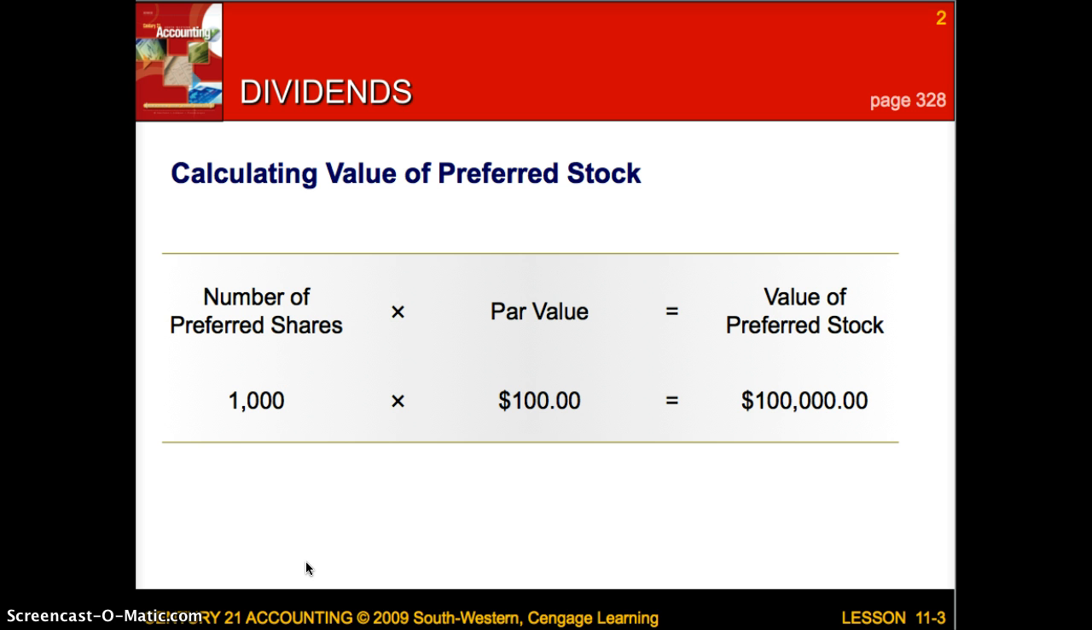So the first thing we need to do is take however many preferred shares we have times the par value to figure out the value of our preferred stock. So our number of shares times our par value gives us the value of our preferred stock. Now we need to figure out the value of our common stock. So we're going to take our number of common shares times our stated value to get our value of common stock. So now we have both of our values, 100,000 for preferred and 320,000 for common stock.